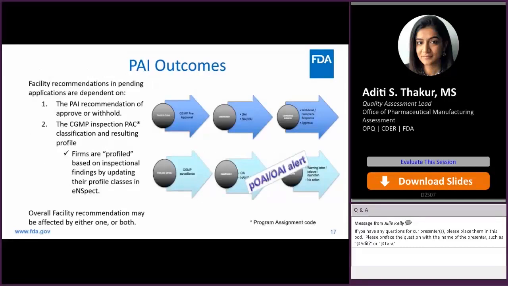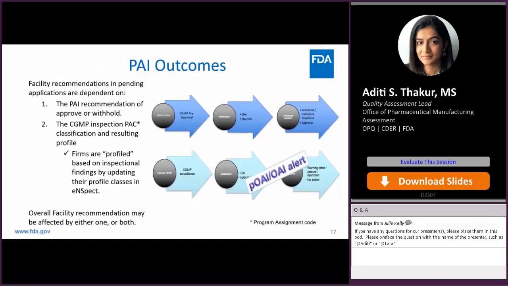To further clarify, for any PAI performed, ORA makes the initial pack code classification, which can be NAI, VAI, or OAI. Pack code is also known as Program Assignment Code. ORA will further review the EIRs and finalize the pack and profile codes for the NAI and VAI inspections. If the ORA recommends a withhold when there are significant pre-approval product-specific observation issues, the OPMA reviewer will further conduct a review of the product-specific elements along with the firm's response. In addition to this, the OPMA reviewer will also look into the product-specific issues.